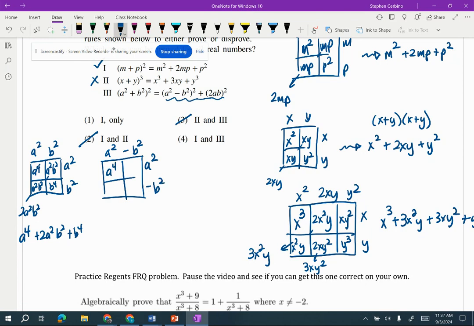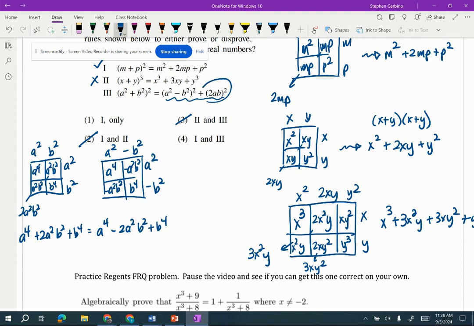So we'll have a to the fourth, we'll have minus a squared b squared, we'll have minus a squared b squared, and we'll have a positive b to the fourth. So that's going to become a to the fourth minus 2a squared b squared plus b to the fourth.